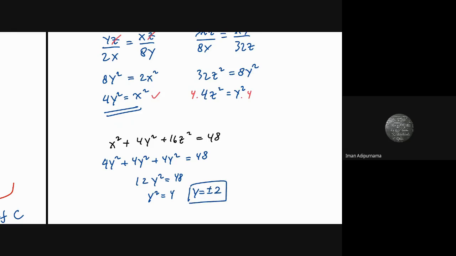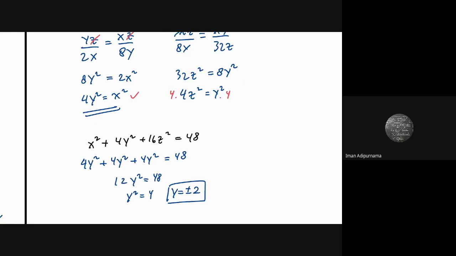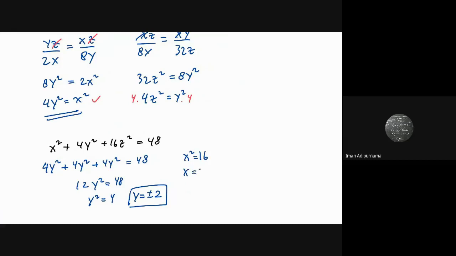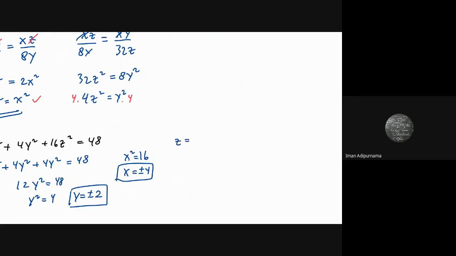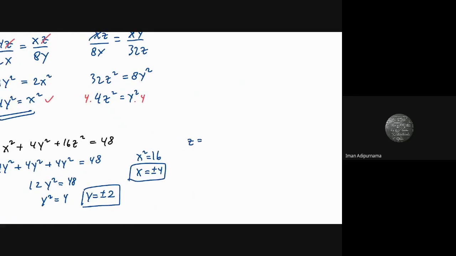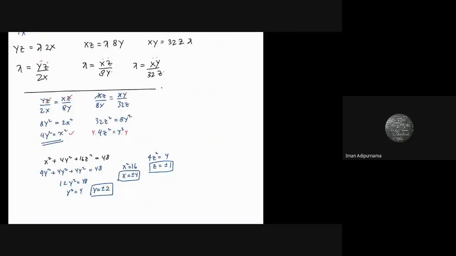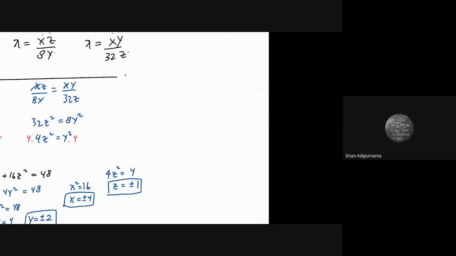So when y squared is 4, then x squared is 16. Right? So x is plus or minus 4. And z, or we can say from 4z squared is 4, so z is plus or minus 1. So we have three values for x, y, z now. But we are not finished yet. We need to take all these possibilities to check.